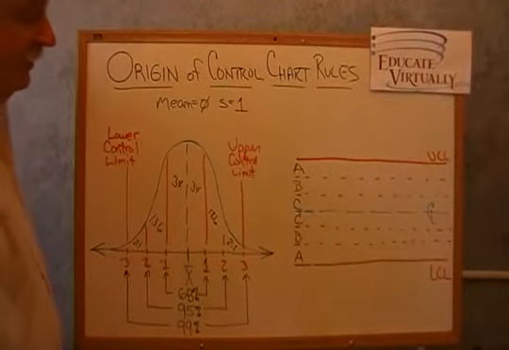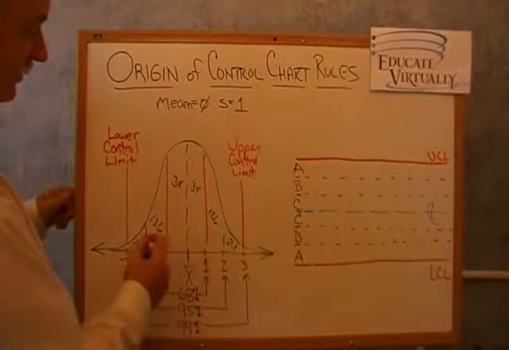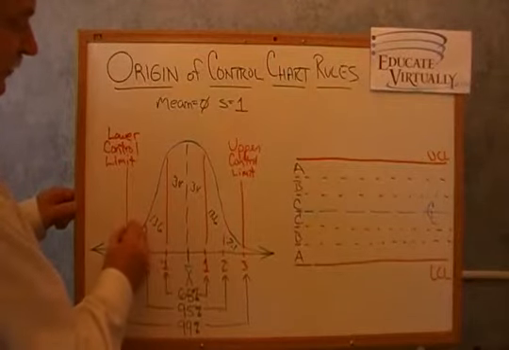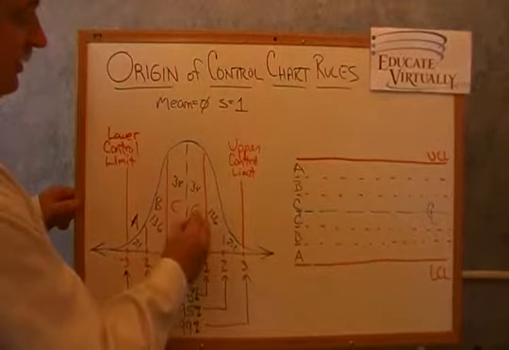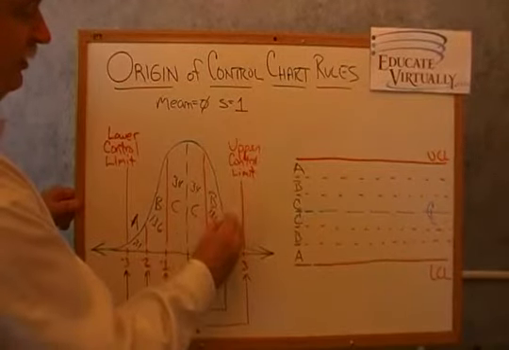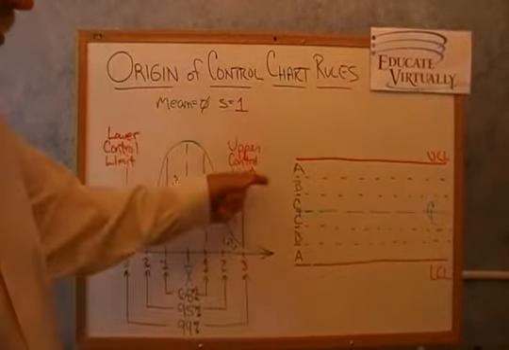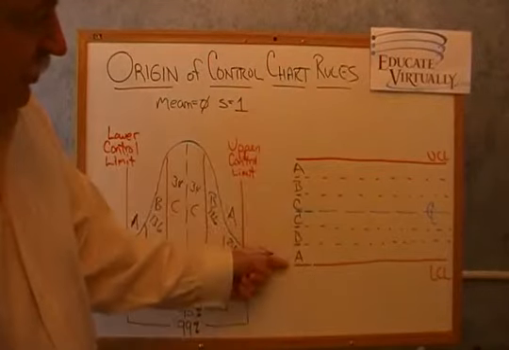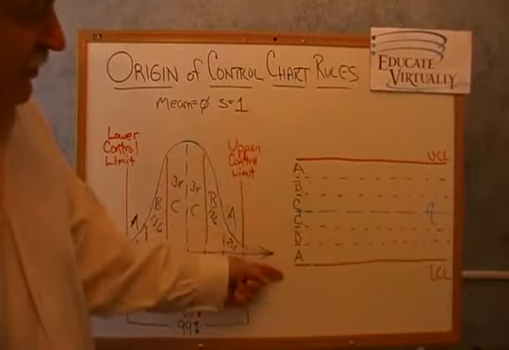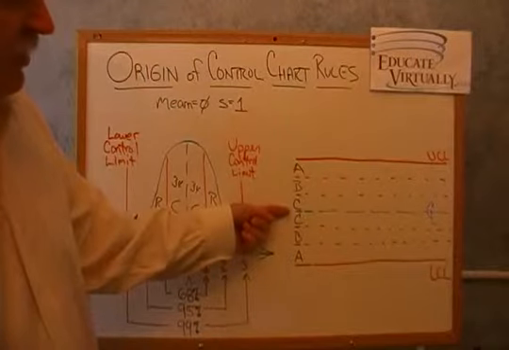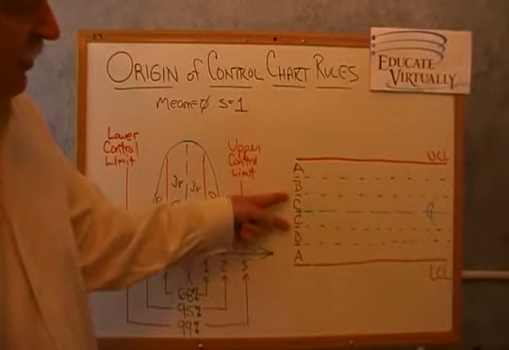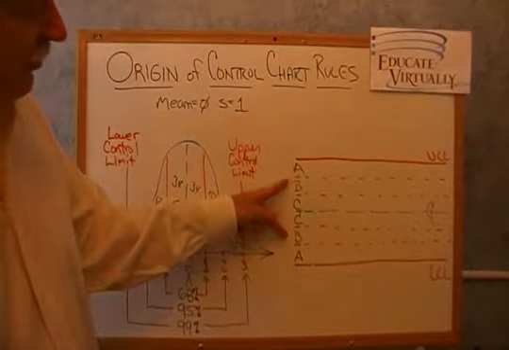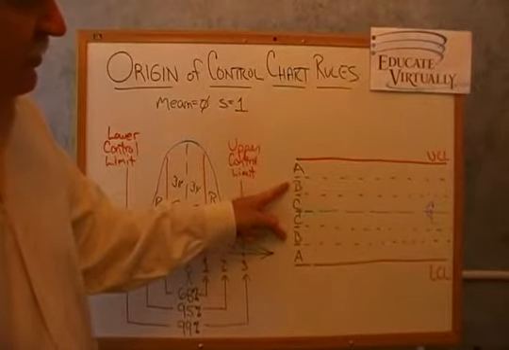In this control chart, we now have some zones listed on it. We have a zone A, B, C, B, and A. So here's our upper and lower control limits at plus or minus 3 standard deviations. We have our center line, the average value, and then we've added plus or minus 1 standard deviation and plus or minus 2 standard deviation lines.